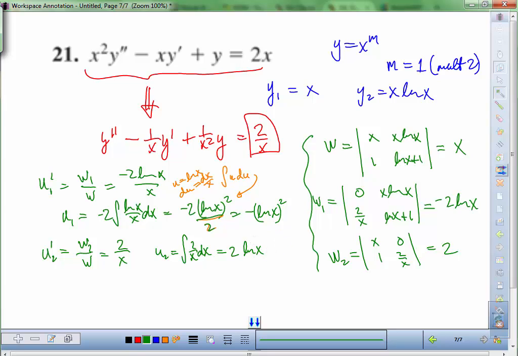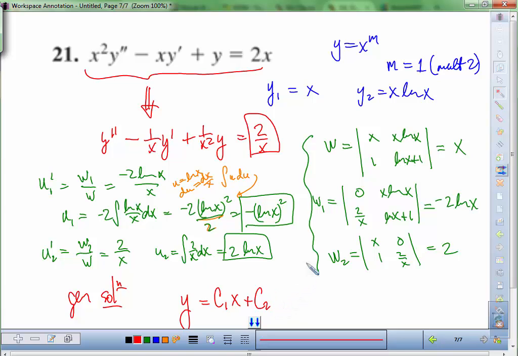All right, so we get our general solution. Let's put a box around our u2 and u1. So our general solution is going to be c1 times x plus c2 times x ln x, plus minus ln x squared times x, plus 2 ln x times x ln x.